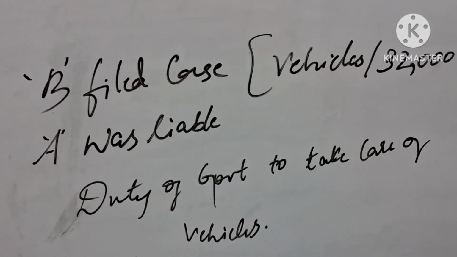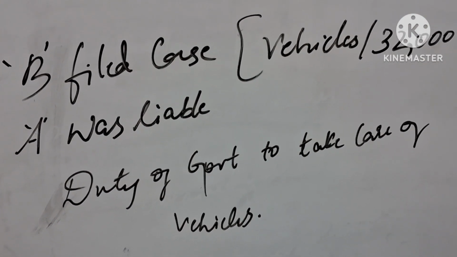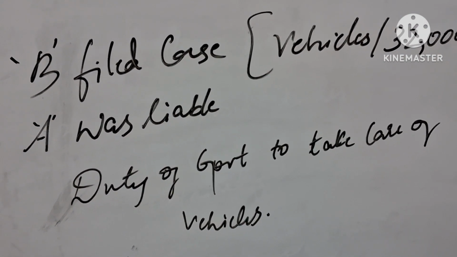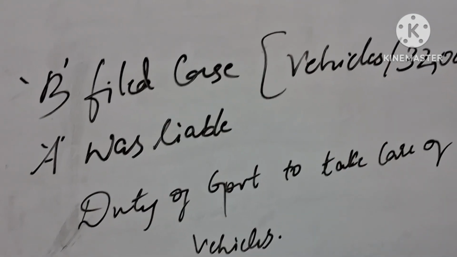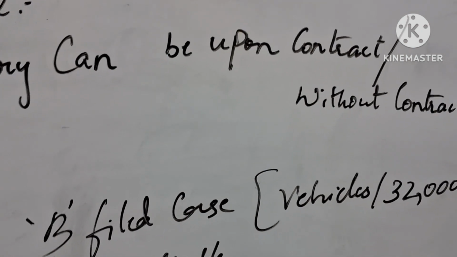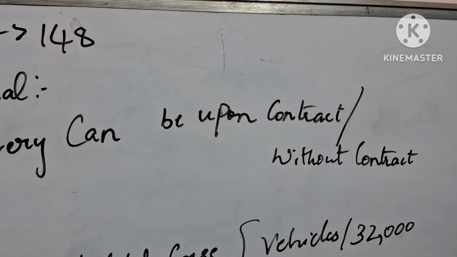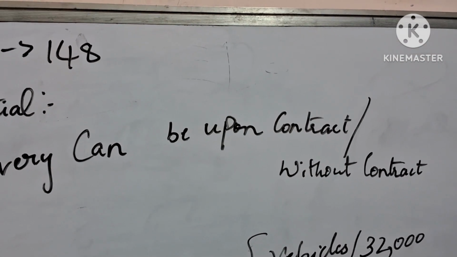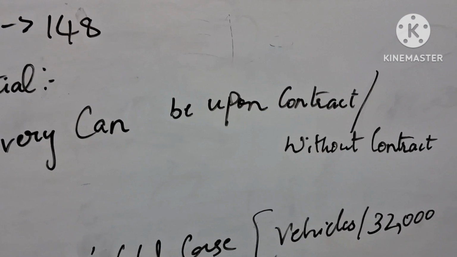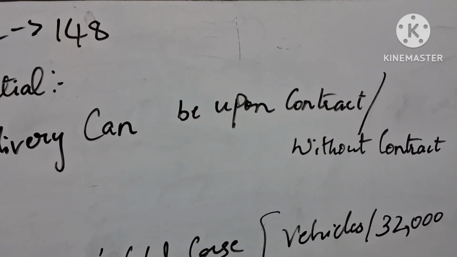Now A, the customs authorities, was liable because it was the duty of the government to take care of the vehicles when the order of the tribunal was to return the vehicles to the petitioner. By this we are clear that a contract of bailment can arise with or without a contract, which means that bailment is dealt with by the Contract Act, but it is not correct to say that there cannot be a bailment without an enforceable contract.